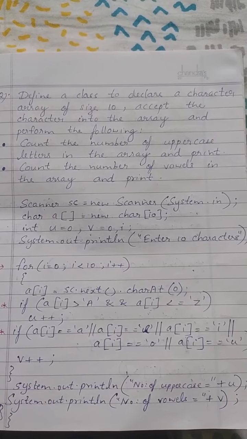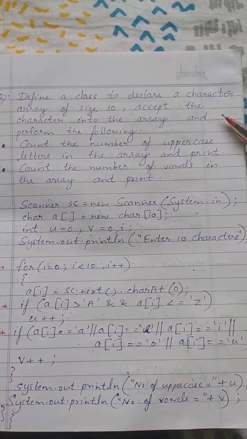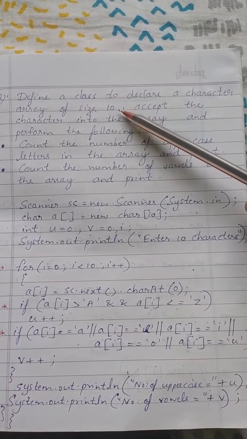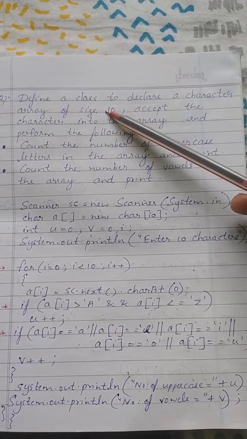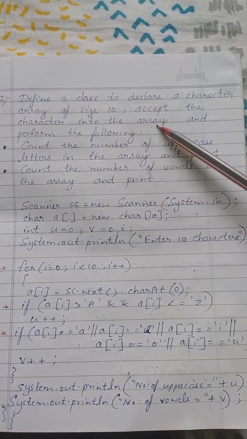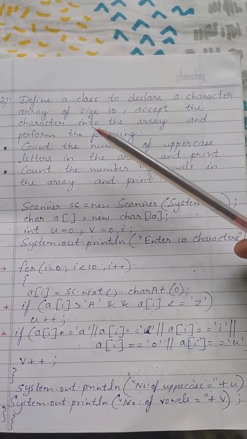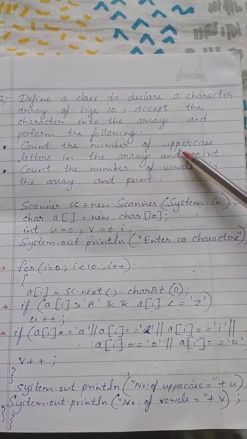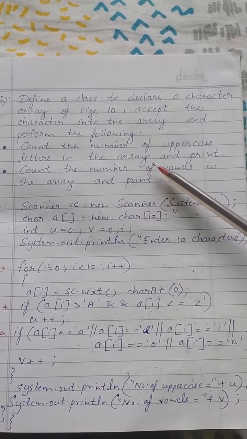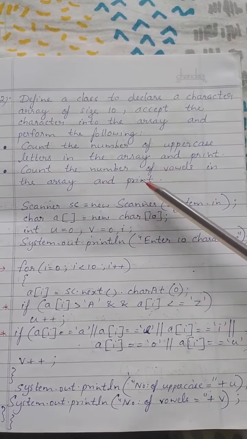And second program, define a class to declare a character array of size 10. In this question the size is given already, that is 10, and accept the characters into the array and perform the following. That means 2 operations are here. First one is count the number of uppercase letters in the array and print. And second one is count the number of vowels in the array and print.